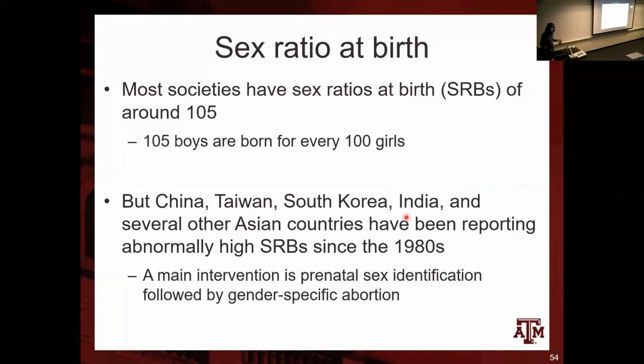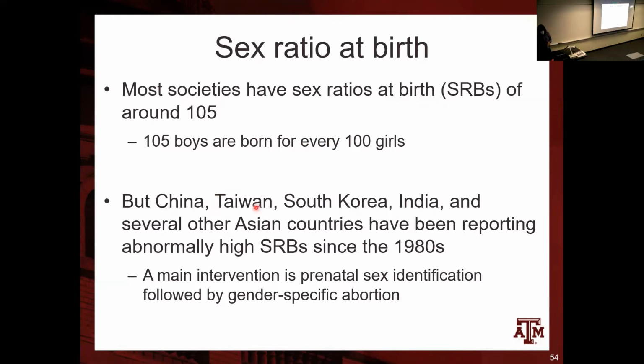And one of the sex ratios that we talk a lot about in demography is specifically the sex ratio at birth, focusing on how many boys and how many girls are born in a specific country or in a specific population in a specific year. Most societies have sex ratios at birth of around 105. That means 105 boys are born for every 100 girls. So that's usually the measure that we have, let's say the normal sex ratio at birth across countries.